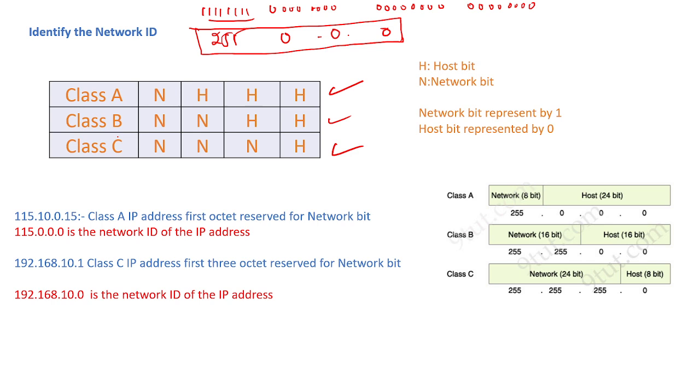If you apply the same formula here, it is 255.255.0.0 for class B. And if you write 255.255.255.0, that is class C. This is the subnet mask of each class. So you don't need to select that.